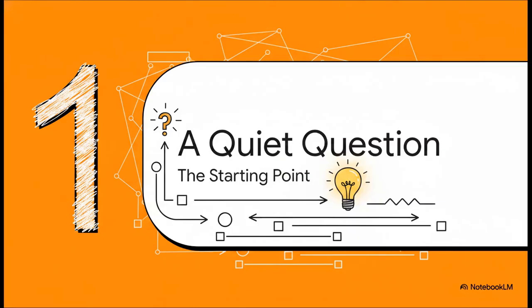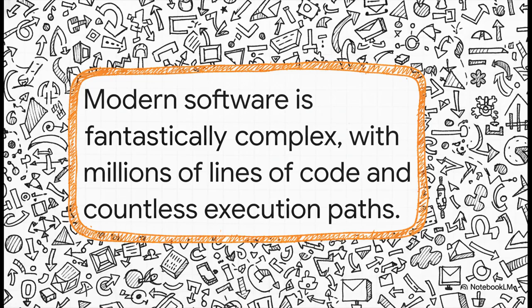It all starts with a very simple, quiet question. But the answer reveals something pretty profound about how we manage the unbelievable complexity of the software we build every day. I mean, let's be real. The fundamental challenge is that modern software is just staggeringly complex. We're talking millions, sometimes hundreds of millions of lines of code, with an almost infinite number of paths the program could take when it's running.